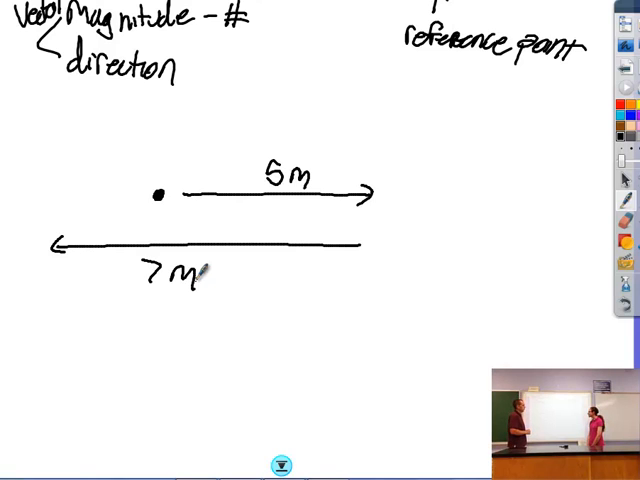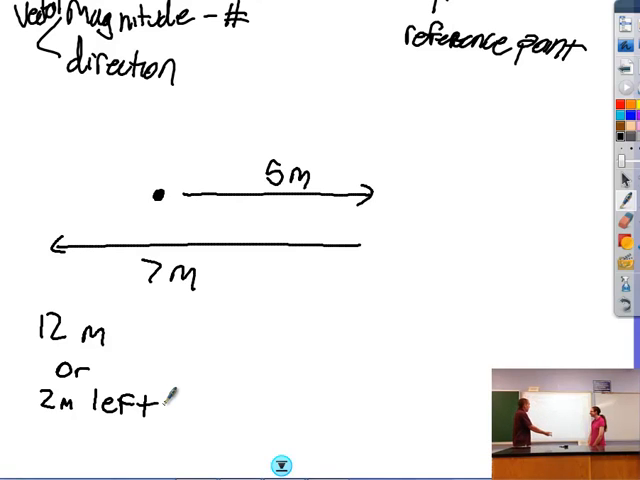Well, I'm not sure what you're asking, Mr. Auwerda, because I could say, well, they walked 12 meters. Or I could say they are 2 meters to the left of where they started. 12 meters or 2 meters left. So are you trying to trick me? No, but you are getting at something. I should ask a more precise question.